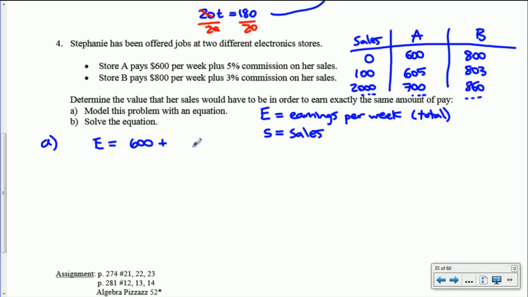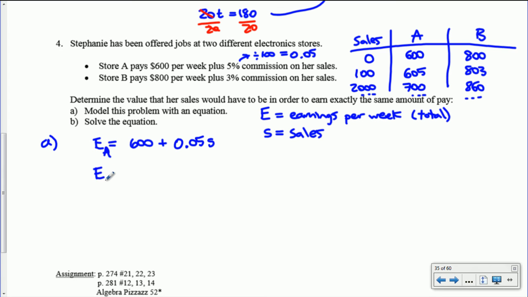So if you want to take 5% of a number, you change the percentage to a decimal. So hopefully you remember how to do that. What is 5% as a decimal? How do you do that? You divide by 100, and then that's 0.05. So if I want to take 5% of a number, I can just multiply that number by 0.05. So 0.05 times S. So that's the earnings at A.